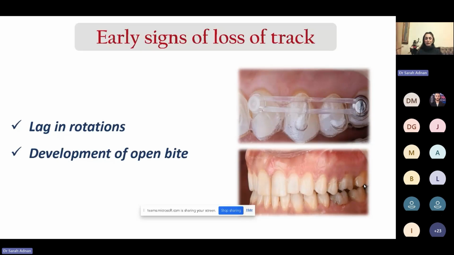But it might not be helpful in perfect occlusion or in deep bite cases where, in contrast, we want to extrude the posterior teeth. Once this problem develops, it's possible to solve it. It's not an issue, but you should identify it. You can place elastics, buttons, and vertical elastics, and it will close quickly. But if it remains or becomes advanced and more complicated, it might lead to incomplete aligner seating and sooner or later loss of track.